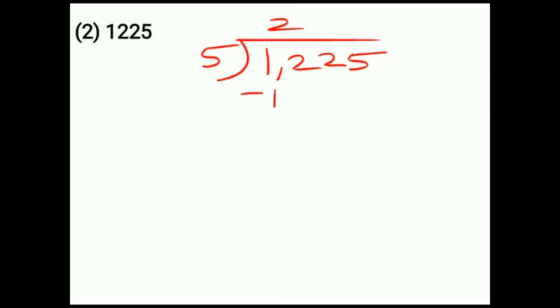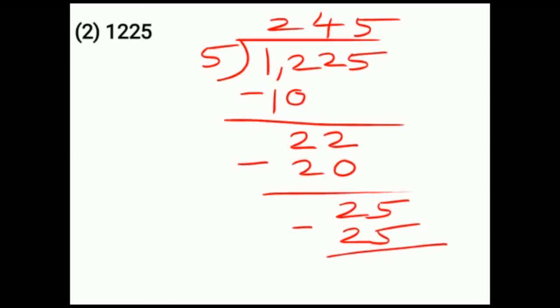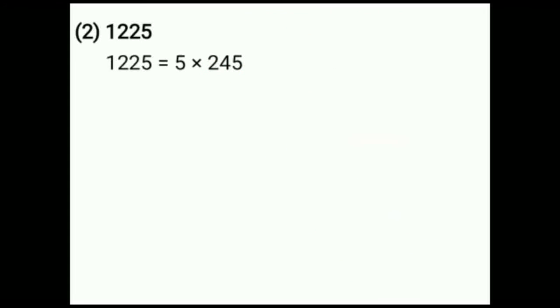Five twos are 10. 2 minus 0 is 2. 2 bring it down. 5 fours are 20. 2 minus 0 is 2. Then 5 bring it down. 5 fives are 25. When you divide 1225 by 5, the answer is 245. 1225 is equal to 5 into 245.